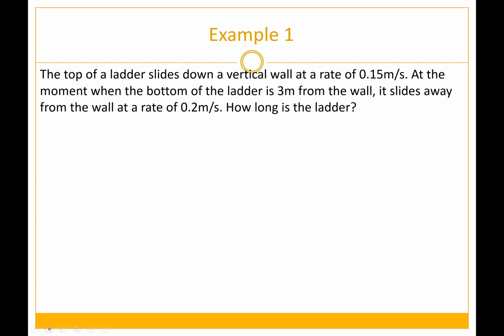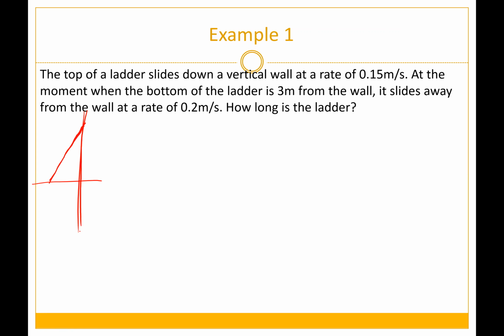Example one says: you have the top of a ladder sliding down a vertical wall at a given rate. At the moment when the bottom of the ladder is 3 meters from the wall, it slides away from the wall at that rate. How long is the ladder? This is a very classic problem for these questions. In reality, the first thing that comes to your mind when you have a ladder is that it's leaning over the wall.